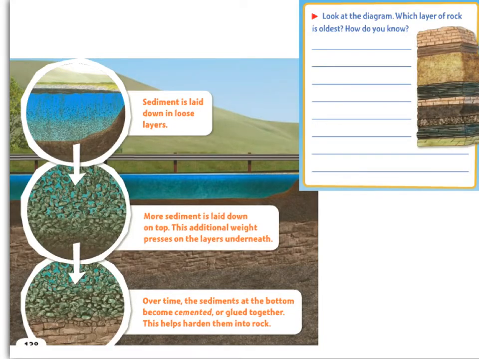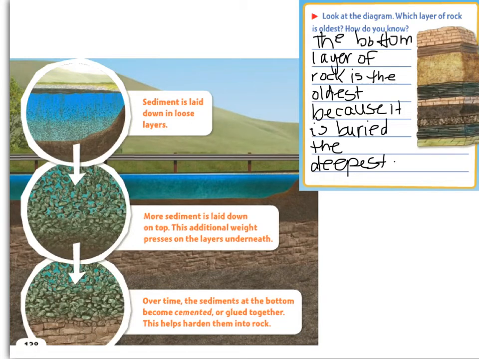Looking at this diagram, we can see that the sediment is laid down in loose layers, and then there's more on top, which puts weight, and over time, the additional layers of sediment and weight smash the bottom layers together and harden them into rock. Look at the diagram. Which layer of rock is the oldest? How do you know? Write your answer. Did you say that the bottom layer of rock is the oldest because it's buried the deepest?